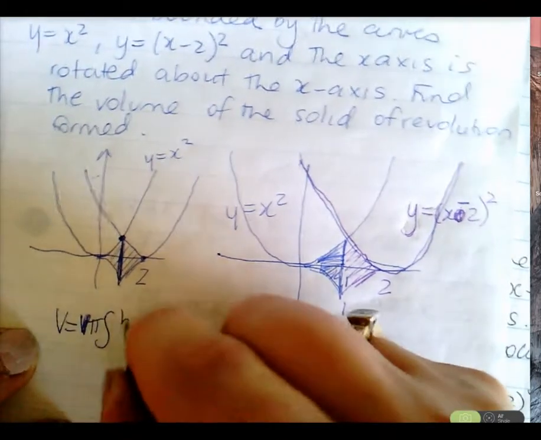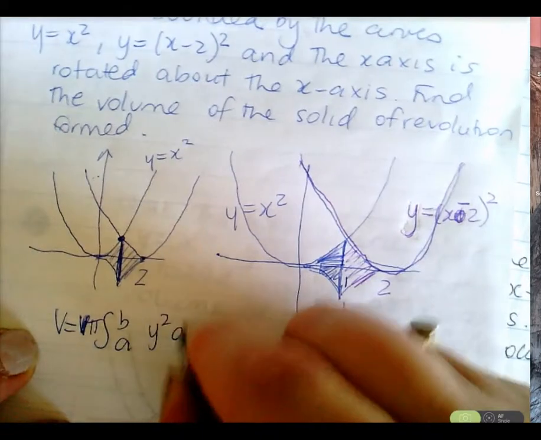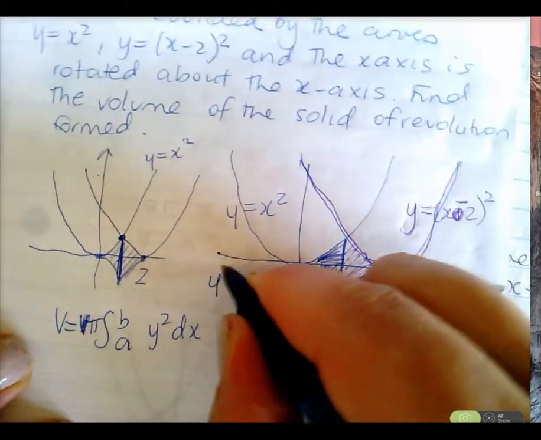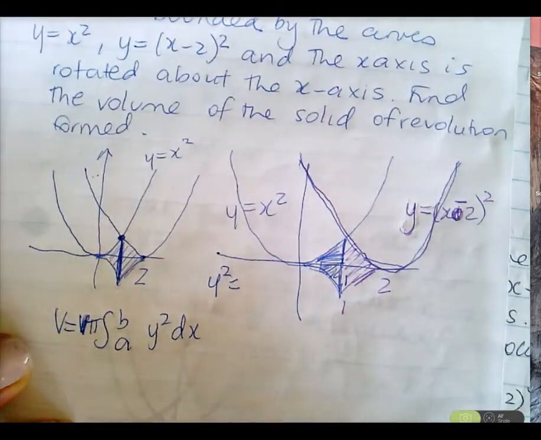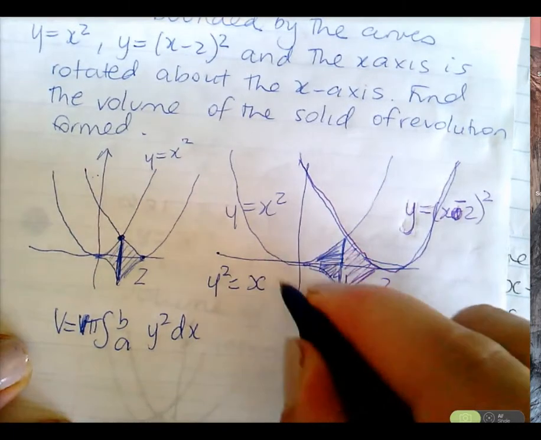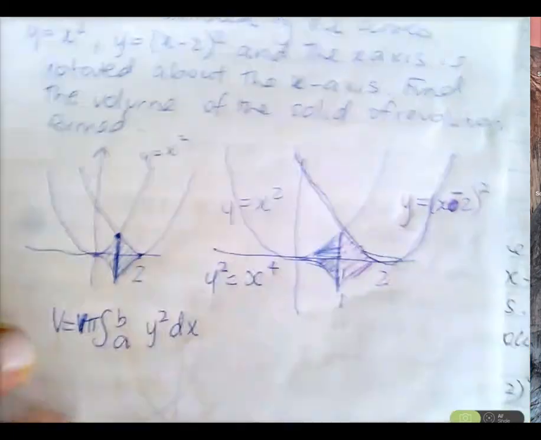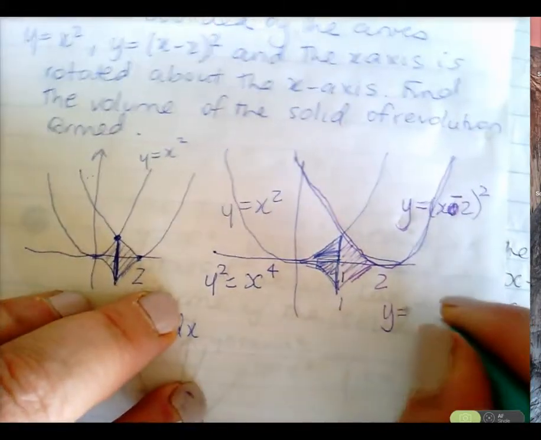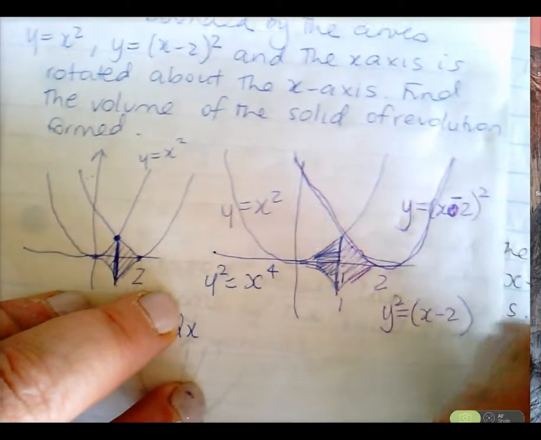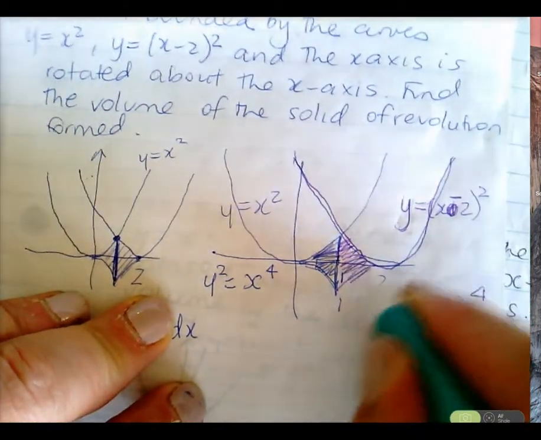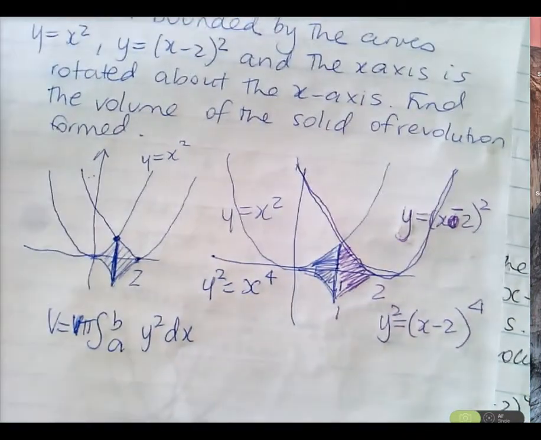Volume is pi integral from a to b of y squared dx. So we need y squared for each of those. The first one, if y is x squared, then y squared is x to the 4. And the next one, y squared will be x minus 2 to the power of 4. So we've got our purple volume and we've got our blue volume.